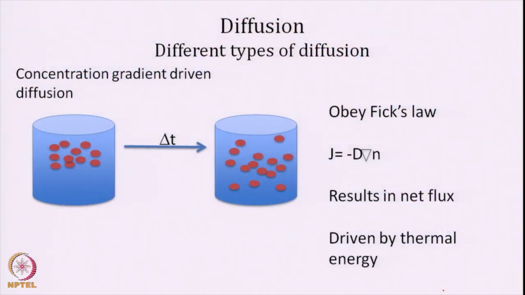Diffusion can be of different types, and it is driven by a concentration gradient. Suppose in the same box you have a concentrated group of molecules; with a certain time t, if you leave it, it will diffuse through the whole volume. Diffusion of these molecules generally follows Fick's law, relating the flux J, the diffusivity D, and the change in concentration. That results in a net flux of molecules from the concentrated to the dilute region, and this is generally driven by thermal energy.